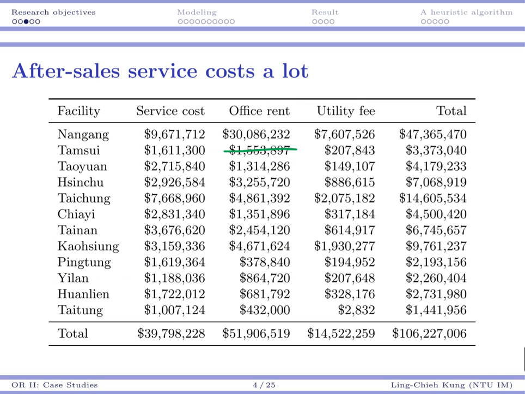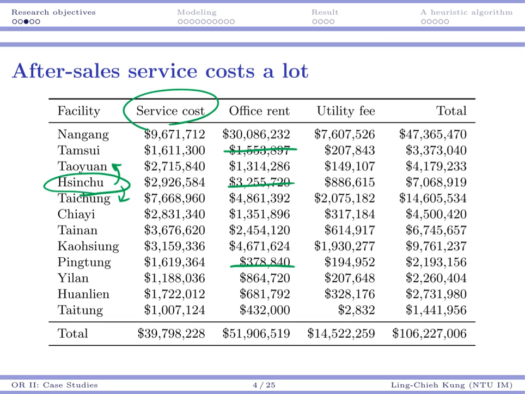But once you close some facilities, for example, the Hsinchu facility, maybe, once you do that, those customers near Hsinchu must be sent to Taoyuan or, for example, Taichung. Then in that case, the traveling distances would become larger, and then you need to somehow increase your service cost. So here comes a very natural trade-off between office rent and the service cost.